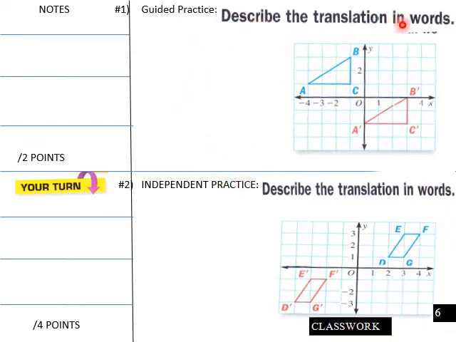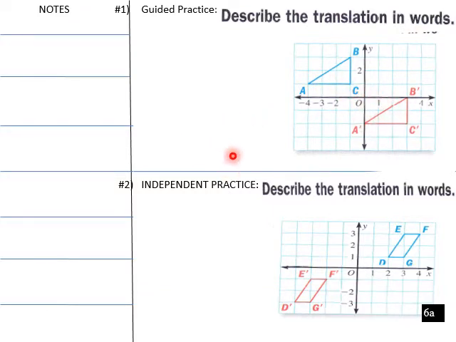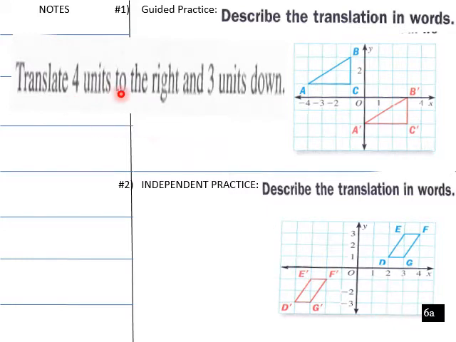Okay, so describe the translation in words here. So we have a translation here, correct? We go from blue to red. Translate 4 units to the right. So we started here, and this goes to the right 4 units, and then down 3 units, 1, 2, 3. So that'd be a way to describe this translation in words.